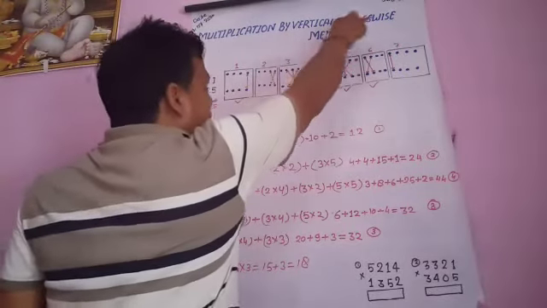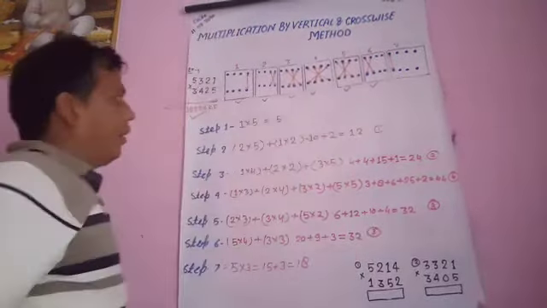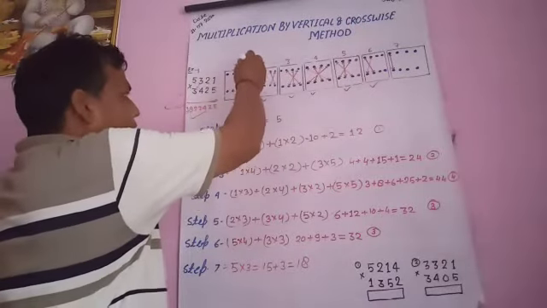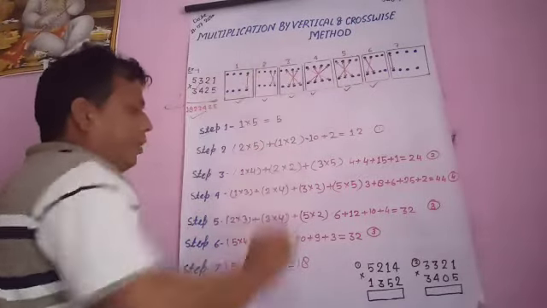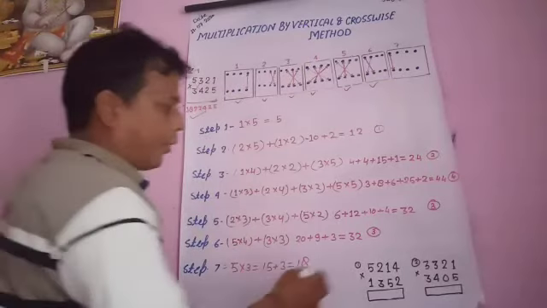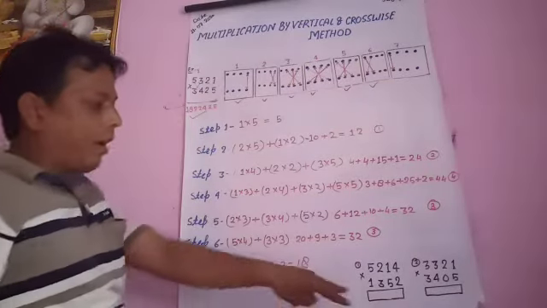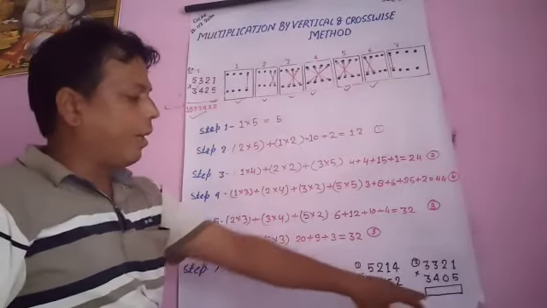So the vertical and crosswise method is complete. Your classwork, online classwork, and your homework, practice work, homework.